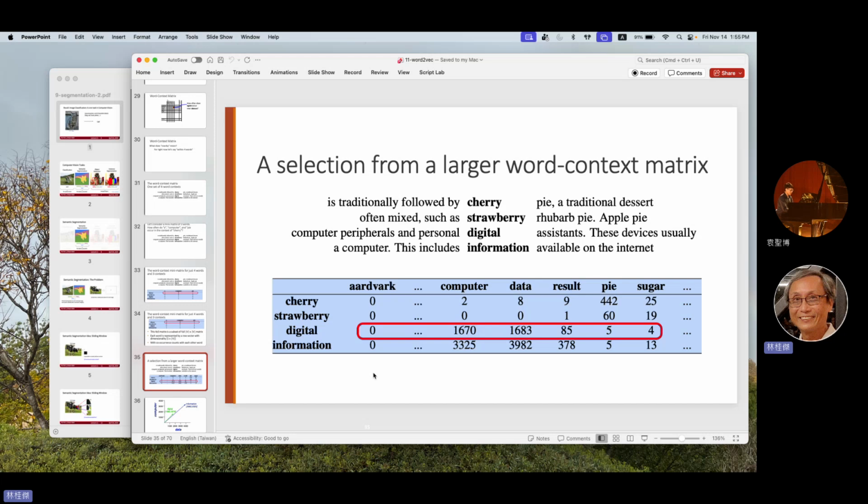If we have read a lot of information, a lot of articles, then we can come up with a table like this. Digital, in terms of computer, in terms of data, in terms of the result, they have pretty strong, big numbers. Information in terms of computer and data, in terms of result, they have big numbers. But cherry and strawberry, sugar and pie, they will have a lot of strong numbers. So this is one way we can try to represent each word.